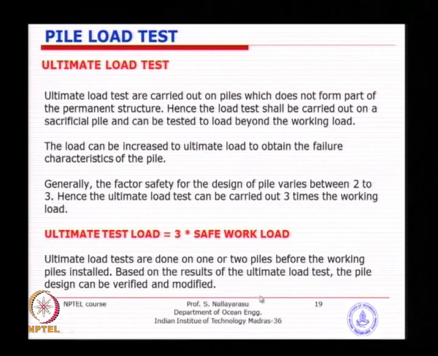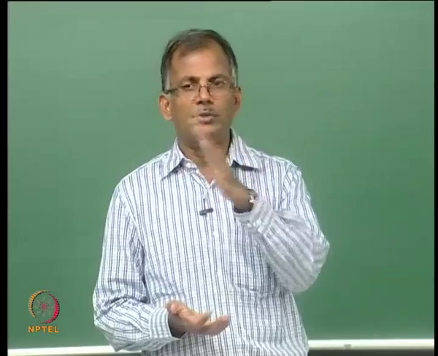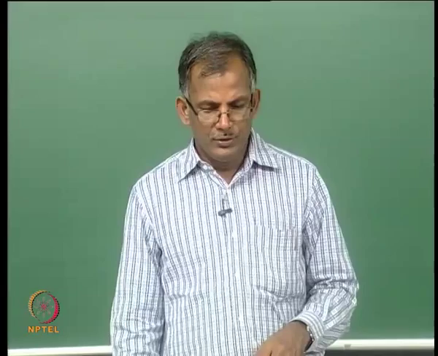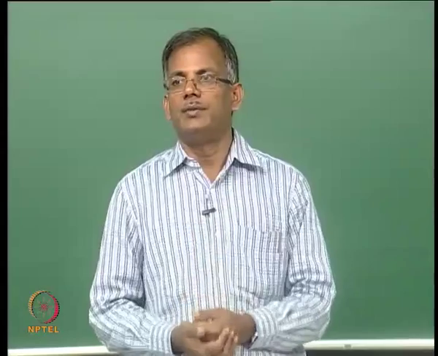So, the ultimate load test is basically done by taking the load to the maximum failure capacity of the pile, which will be 2 times or 3 times depending on the factor of safety used in the particular project or particular design code. Most of the time for IS codes we design for a factor of safety of 3 for concrete piles, which actually says 2 to 3, but mostly we use a factor of safety of 3. That means you find out the load that is designed for working conditions, take it to a factor of safety of 3, and then find out.